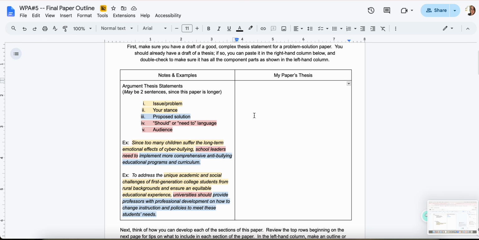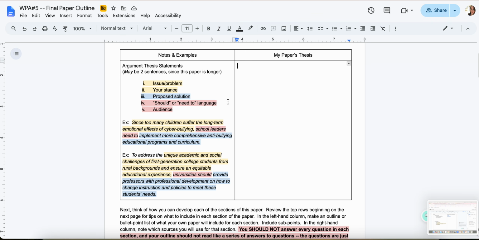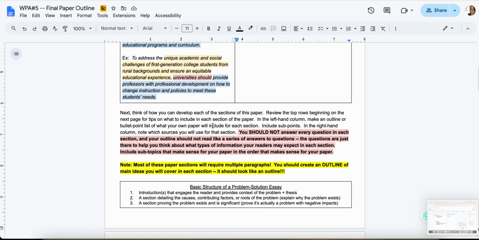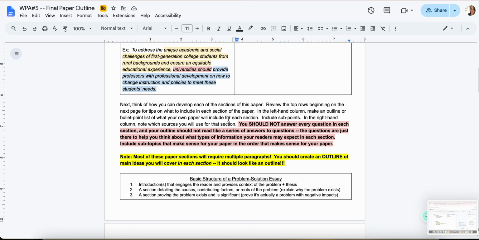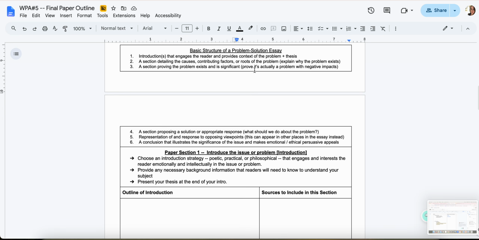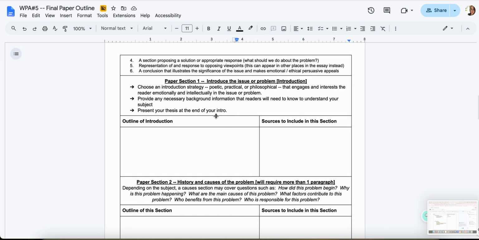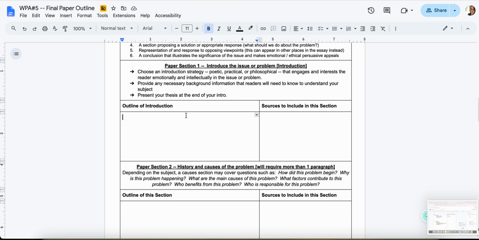So your thesis will come over here. If you'd like to, you can color code it just to make sure you have all the components. Since this is a problem solution paper, the thesis needs to represent the problem and the solution. There are some reminders here of instructions for this assignment. Please read these reminders very carefully to make sure that you get full credit for your outline. A reminder of the basic structure here, and then we have paper section number 1. So here for the introduction, you do want to outline your plan for the introduction.